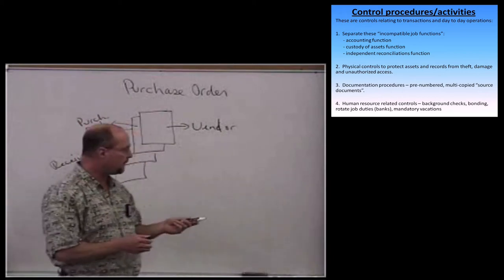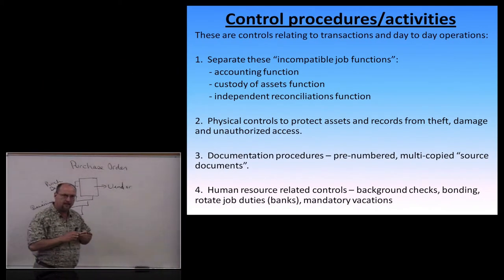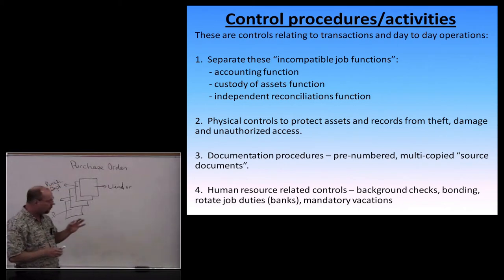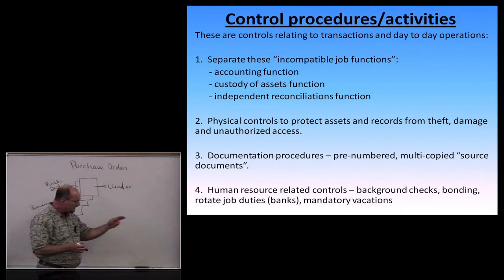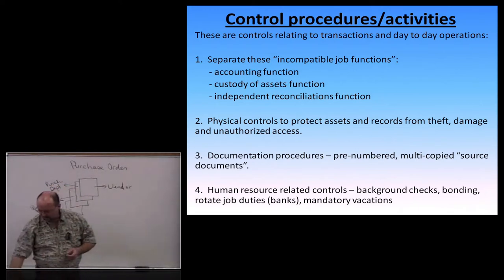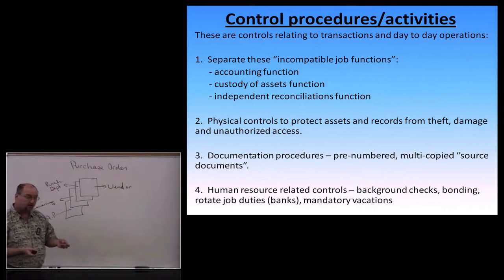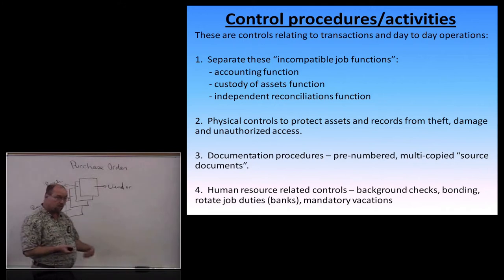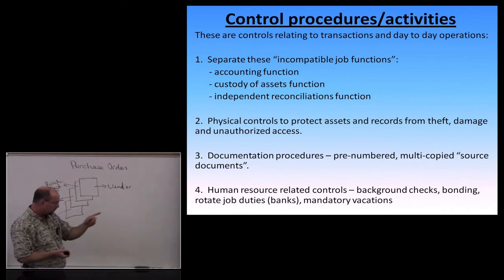Okay, so multi-copy documents are very commonly used in any business, and it's an important internal control that we refer to as a documentation procedure. And then we have human resource-related controls, making sure that we hire appropriate people, that they're not criminals, they're not high-risk candidates, they're properly qualified. These are all internal controls, background checks.